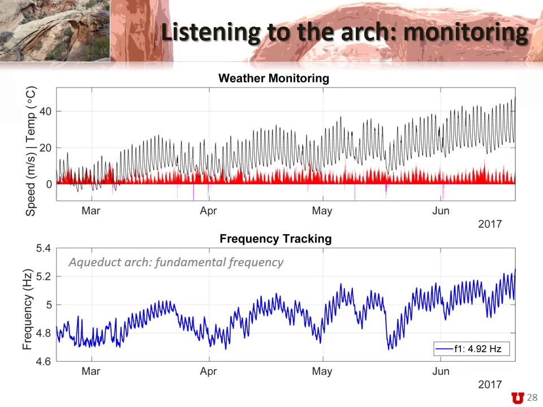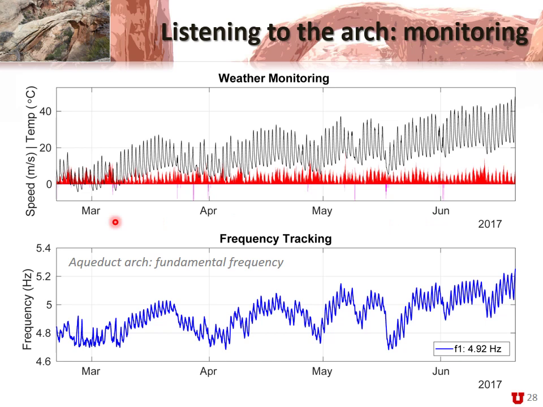So I'm going to bring you first to Aqueduct Arch. Remember that drone video from the canyon at the beginning of the presentation. And you just see some data from 2017. Here's March, April, May, June.